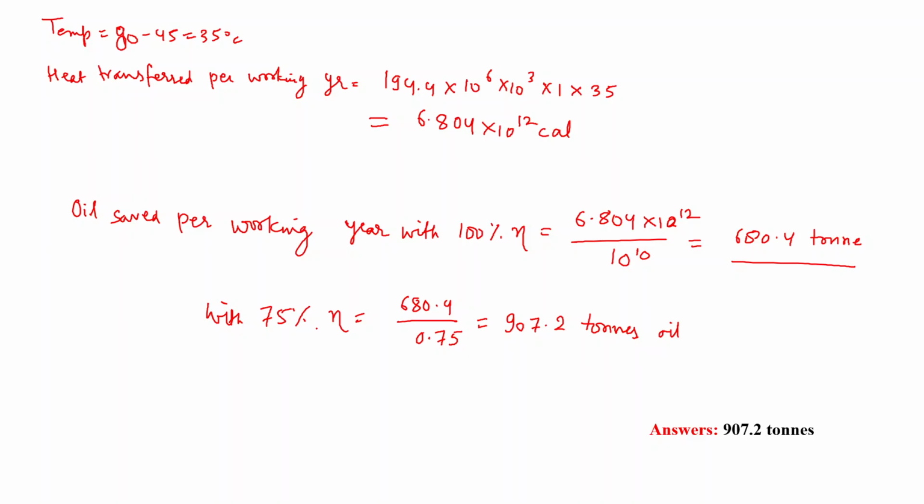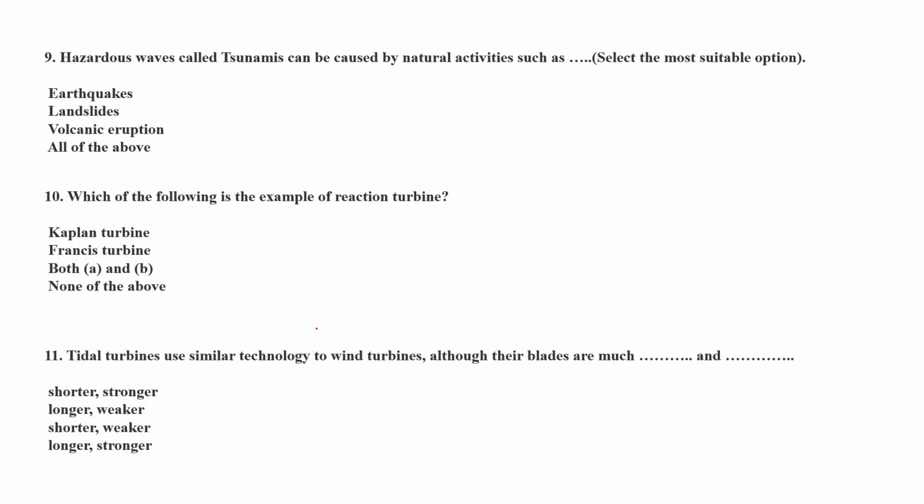Okay, then let's move forward. Coming on to the ninth question: hazardous waves called tsunamis can be caused by natural activities such as. As I told, tsunamis are caused by earthquakes, landslides or volcanic eruptions taking place at the ocean surface. So the answer is all of the above.